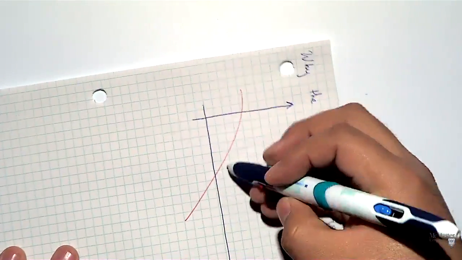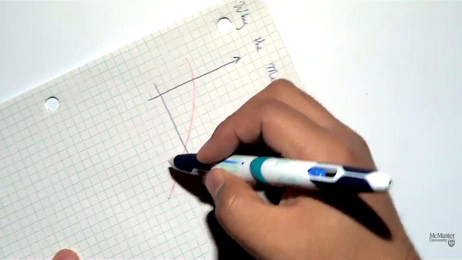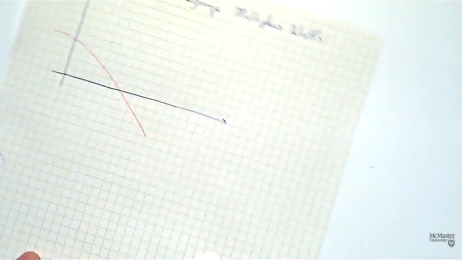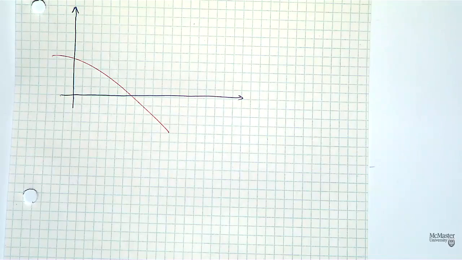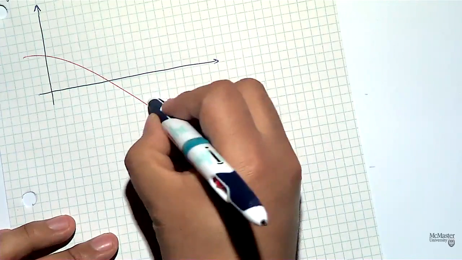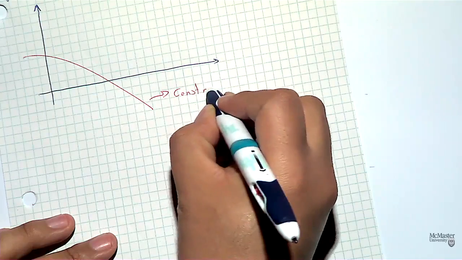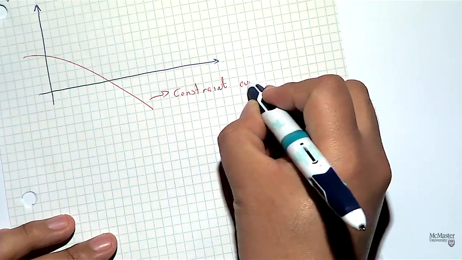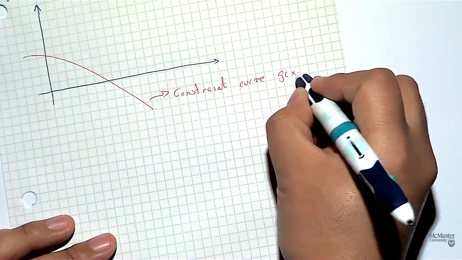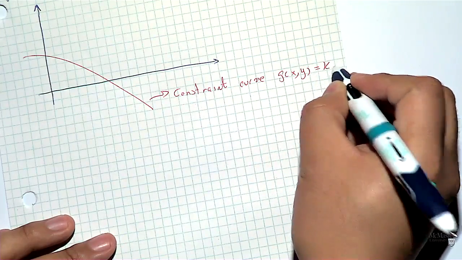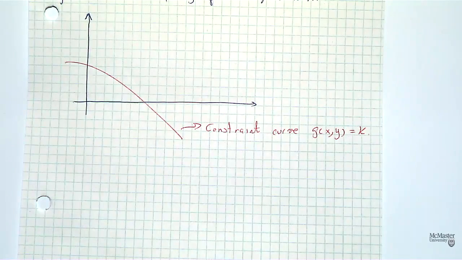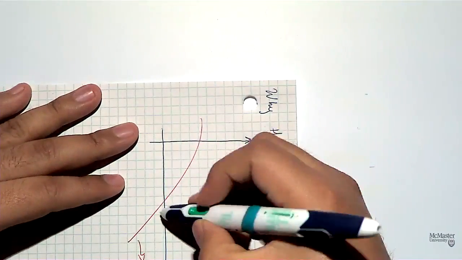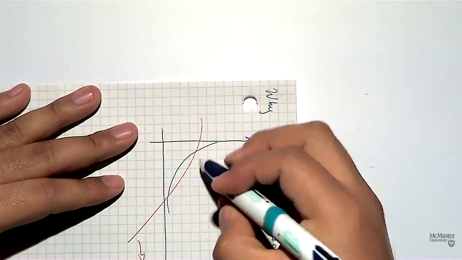Now, what I can do is to study the level curves of the function to be optimized. This is the constraint. So if you want, I can make a clarification. This is basically the constraint curve of the form g of x y equal to k. And then I would have families of functions, right? Let's say something like this.